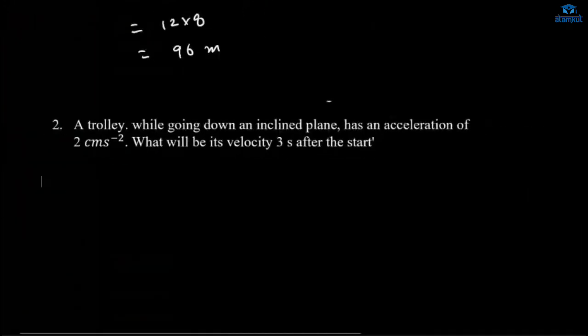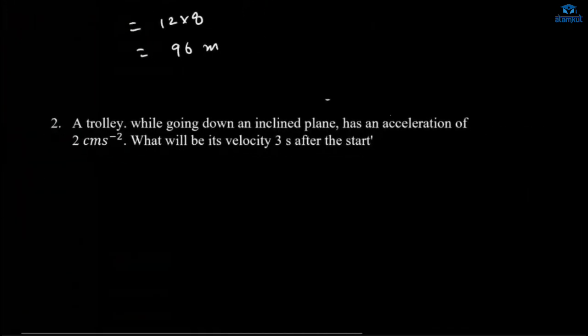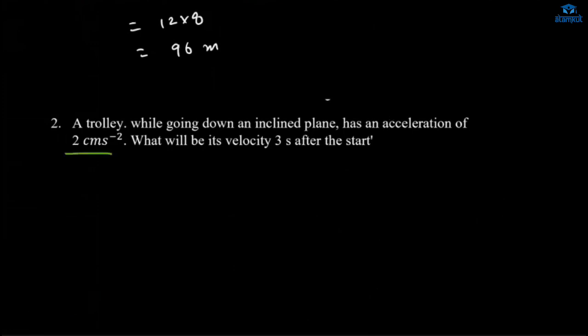A trolley, while going down an inclined plane, has an acceleration of 2 centimeter per second square. See here, it's centimeter per second square. Now, what will be its velocity 3 seconds after the start? See, the question says after the start. After the start means the body has just started, means its initial velocity will be taken as 0.